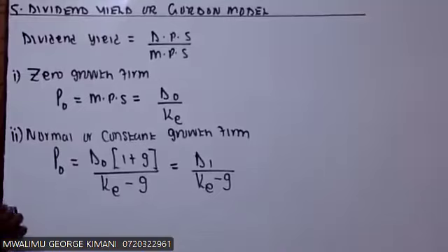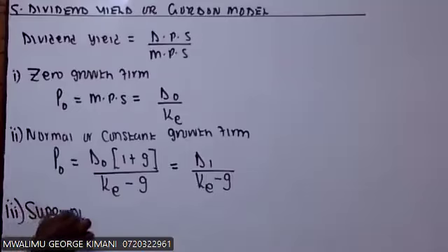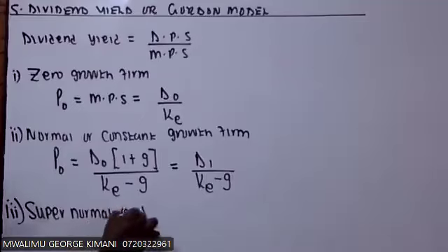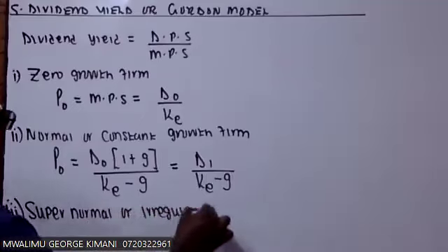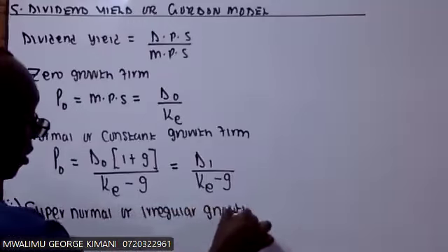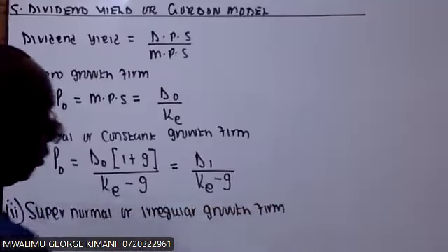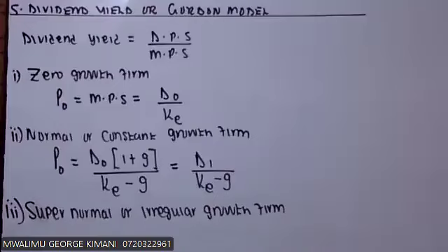Number 3, supernormal. Supernormal or irregular growth firm.